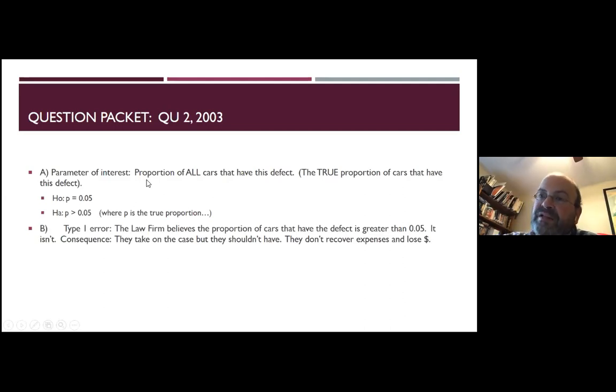Then part B, type 1 error. The law firm believes the proportion of cars that have the defect is greater than 5%, but it isn't. Consequence: they take on the case, but they shouldn't have, and they don't recover expenses.